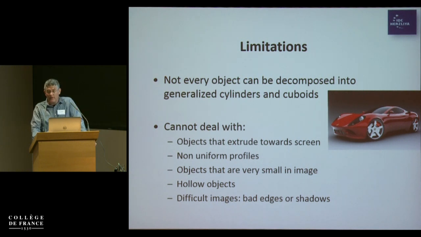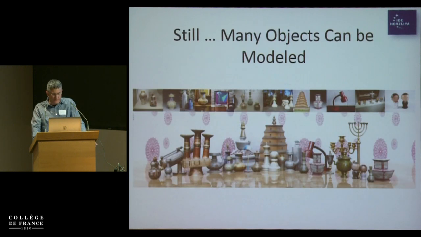We cannot handle non-uniform profiles very well. Objects that are very small, hollow objects, bad edges or shadows produce difficulties for this technique. So obviously it's not the answer to 3D modeling, but it's a way to make modeling simpler by a combination of humans and computers. And of course, there are still many objects, and you can see some examples here, that could be modeled using the 3-sweep approach.